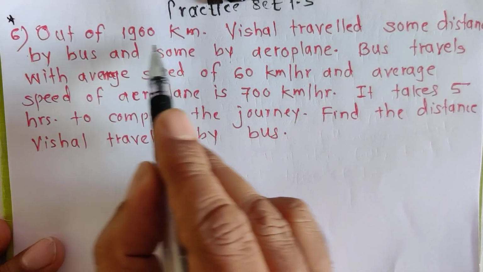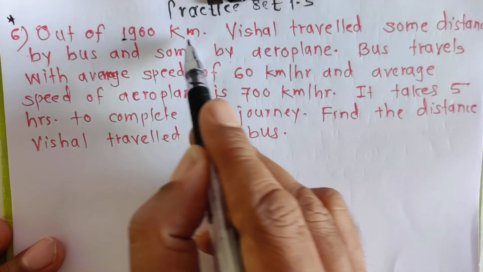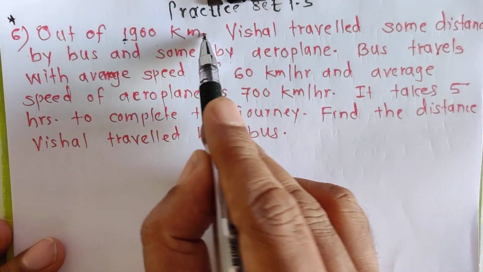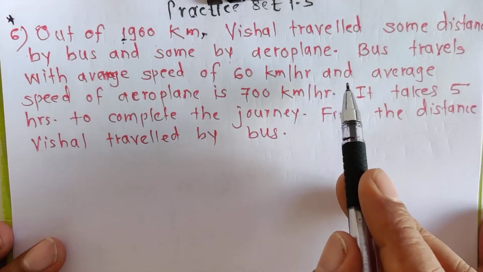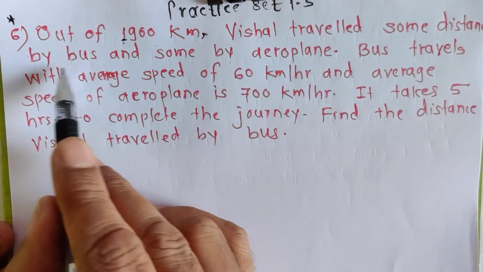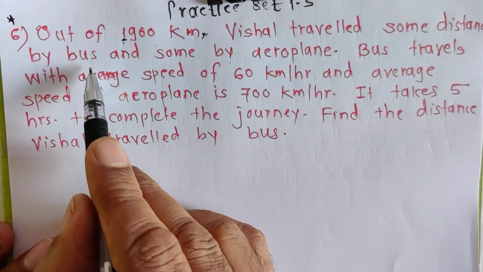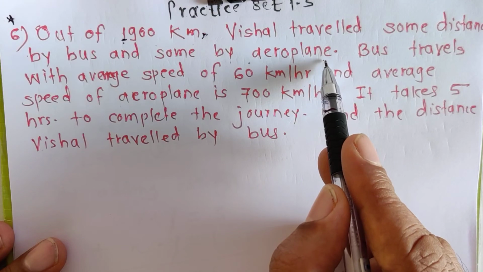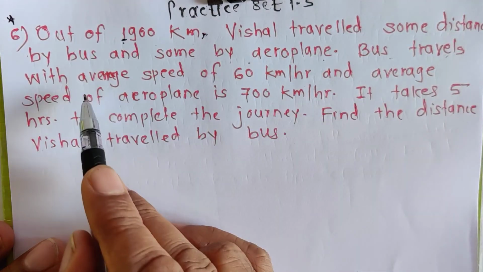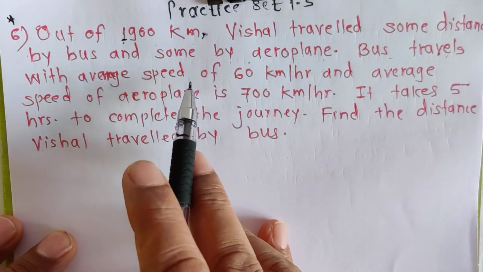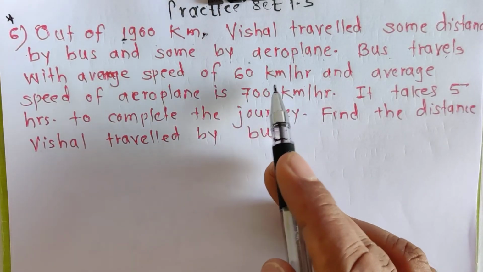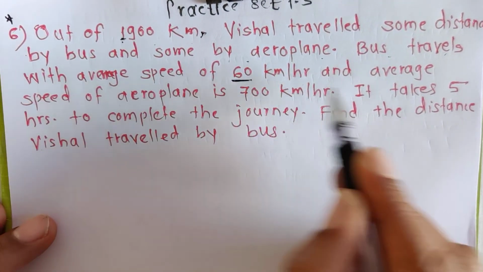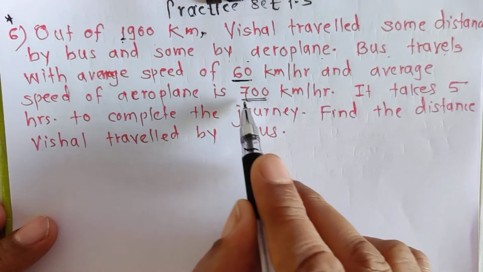The total distance is 1900 kilometer, that is the condition. We travel some distance by bus and some distance by aeroplane. The average speed of the bus is 60 km per hour and the average speed of the aeroplane is 700 km per hour.